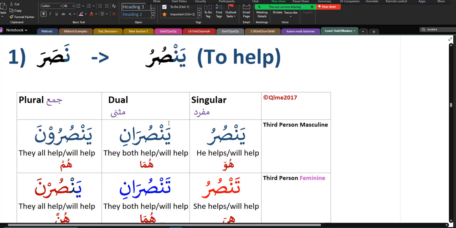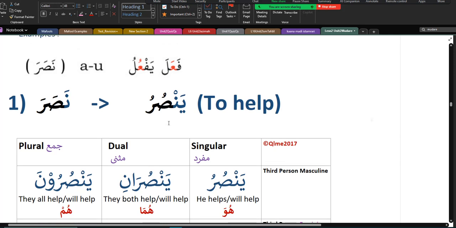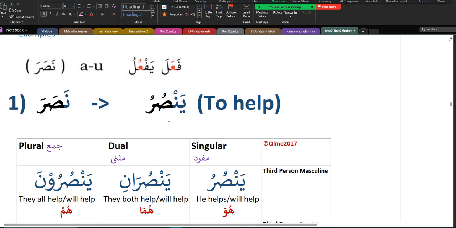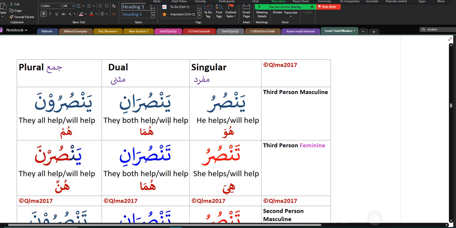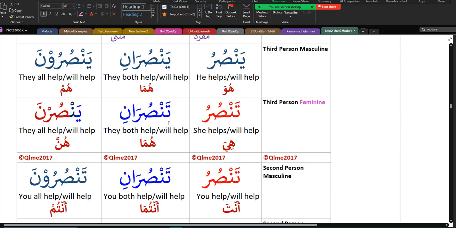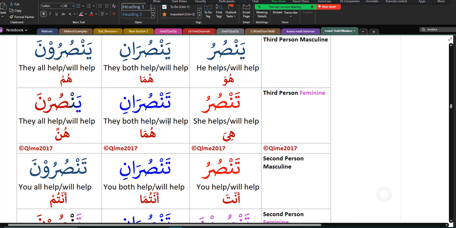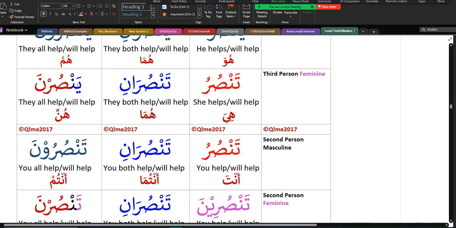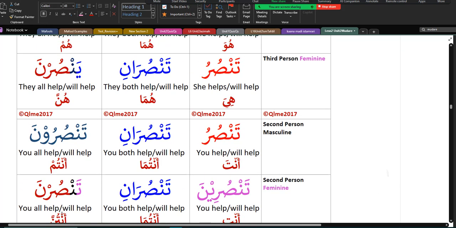Who wants to make the yansuru chart? Nasara yansuru, the fil mudare chart. Can you try? Yes, sister. Okay, so for nasara we have yansuru, yansurani, yansuruna. Tansuru, tansurani, yansurna. MashaAllah, very good. Yansuru, yansurani, yansuruna. Tansurina, very good. Tansurani, tansurna. No, this is yansurna, this is tansurna. Okay, yes. Yansurna, ansuru, nansur.